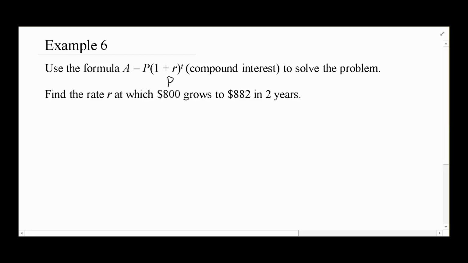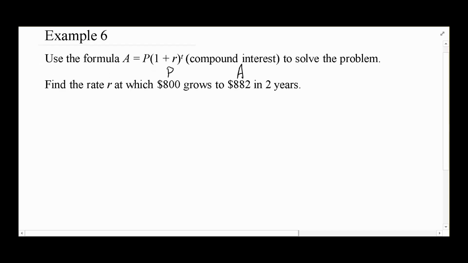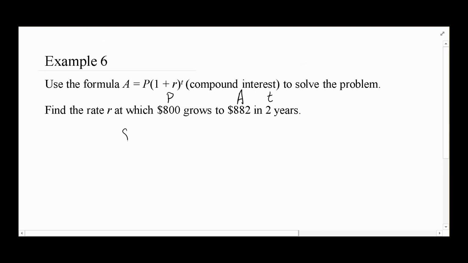So 800 is the amount that we start with. That's the P. 882 is the amount we end with. That's the A. 2 years is the amount of time it stays there for. That's the T. So let's plug these values into our formula. We have A equals P times 1 plus R to the T power.